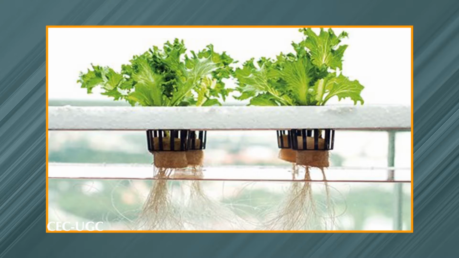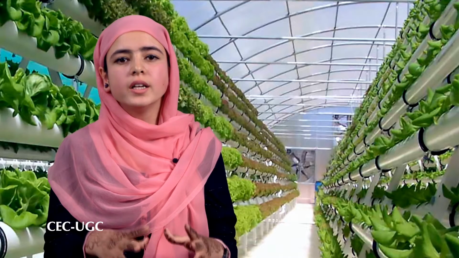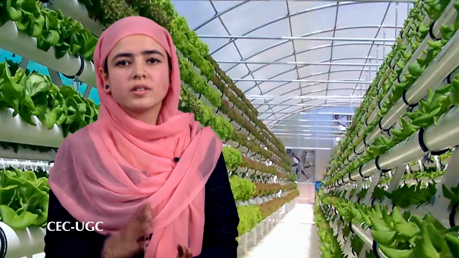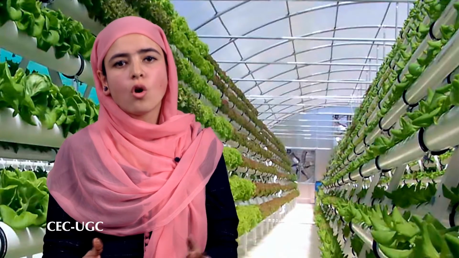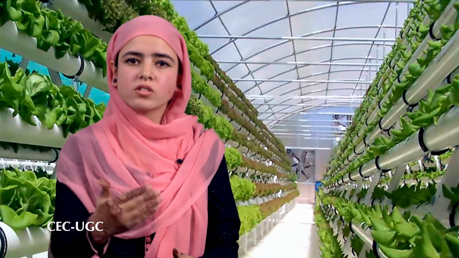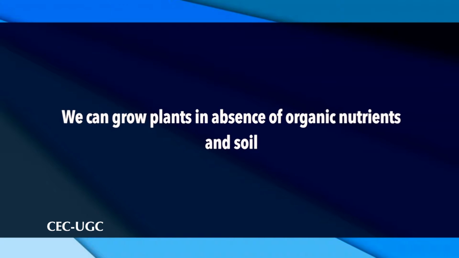This problem was solved in the 19th century by growing plants with their roots immersed in a nutrient solution containing only inorganic salts. This proved that plants can fulfill all their requirements from inorganic elements and sunlight. In other words, we can grow plants in the absence of organic nutrients and soil.